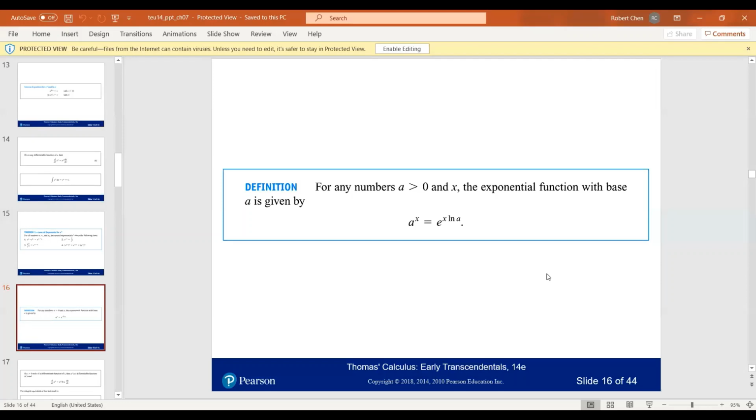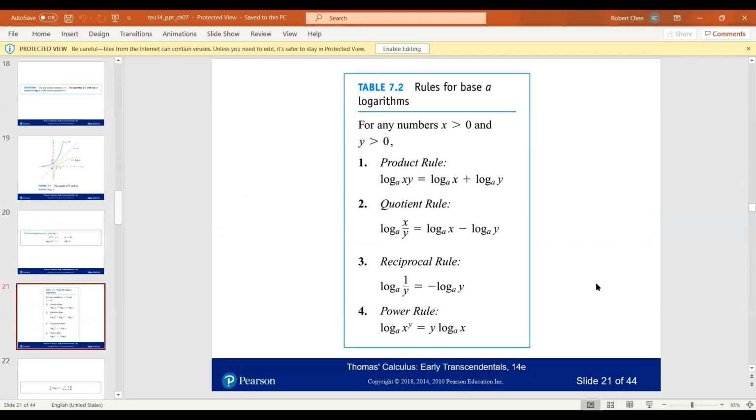Next we have the definition to convert between an exponent with natural log and a regular exponent with base a. So we have a to the x power is equivalent to e to the power of x times ln of a. And here are some rules for log with base a. Again, we have the product rule, the quotient rule, the reciprocal rule, and the power rule. And again, feel free to pause the video if you want to take a look at these.